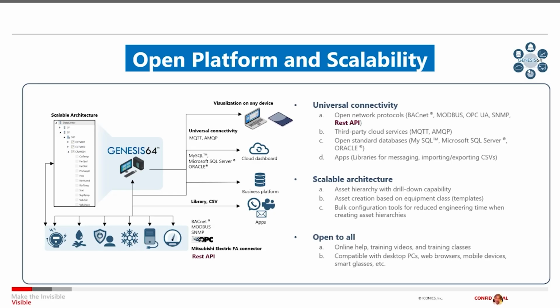Thank you, Dr. Habib. Hello, everyone. This is Amanda. Before we talk about more detail about Web API, let's take a look at this slide. You can see that Genesis 64 provides universal connectivity to devices or systems using various protocols such as BACnet, Modbus, SNMP, OPC DA and UA, and also the Mitsubishi Electric FA connector to MELSEC devices. And lastly here, you can see that we also have a protocol supporting REST API.